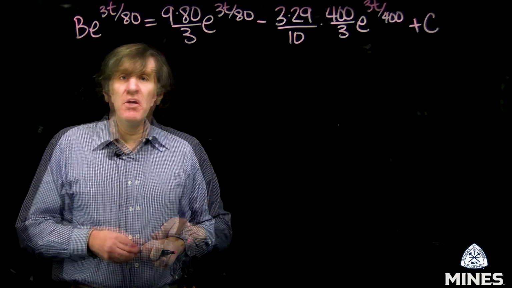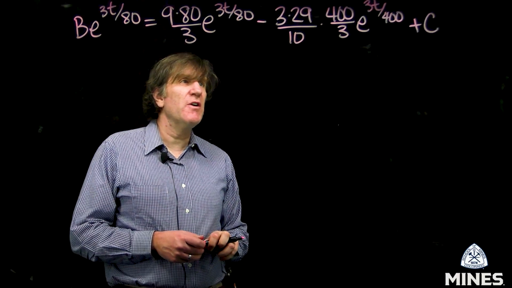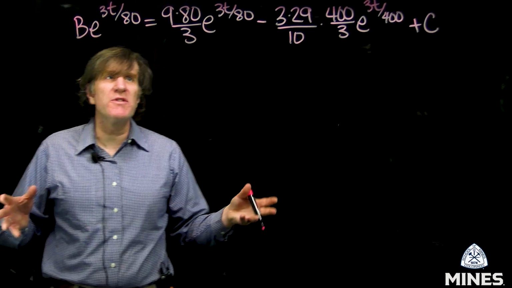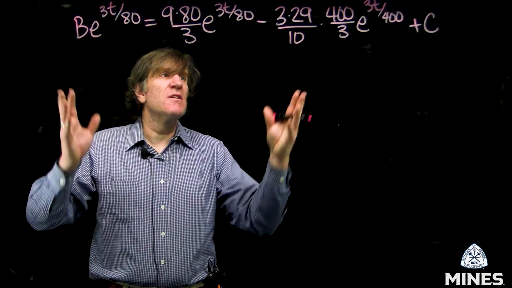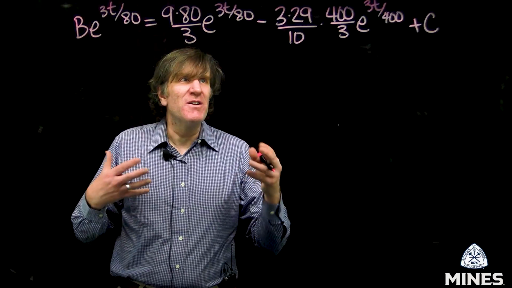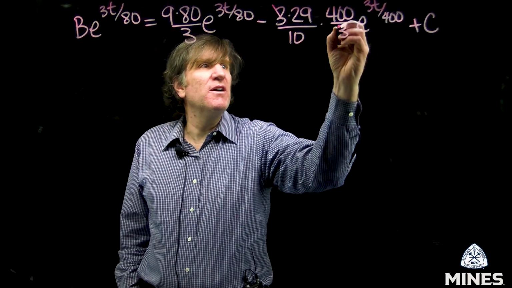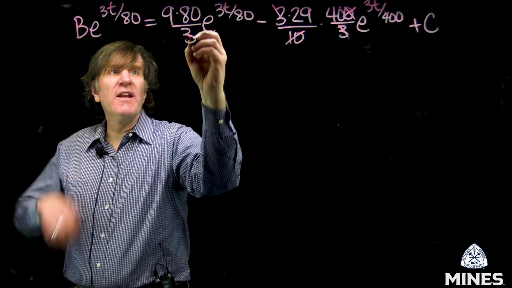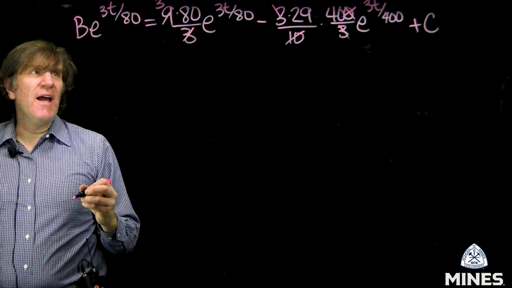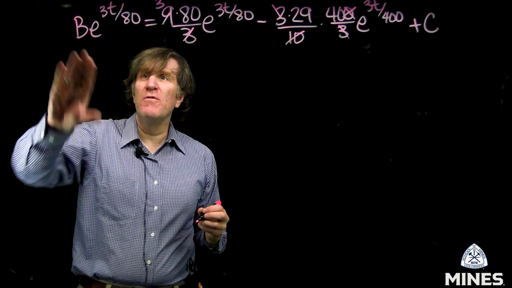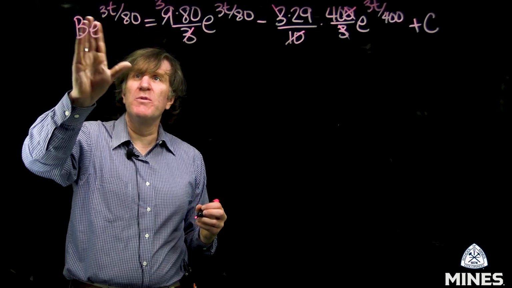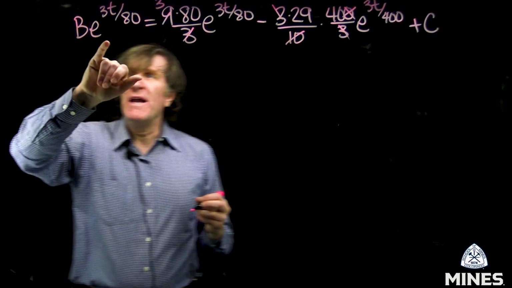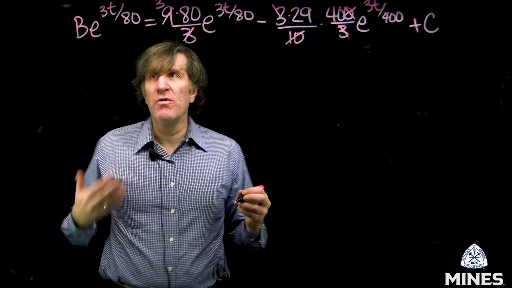All right, this is our intermediate step of the method of integrating factors. We have integrated both sides, and this is what we now have. There are some simplifications that can happen here. 3's can cancel, a 10 can go into 40. We can cancel a 3 here. And the next step is to solve for b, and so we do that by multiplying everything through by e to the negative 3t over 80.